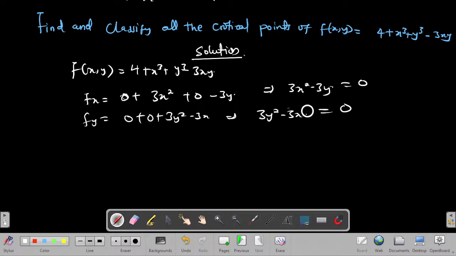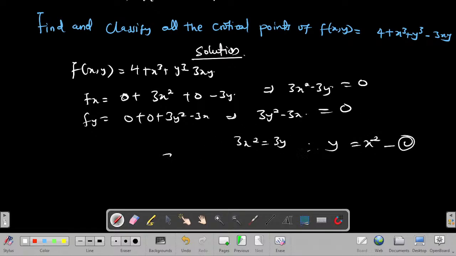These are two nonlinear equations for us to solve. From the first equation, 3x squared is equal to 3y. Therefore, we can say y, 3 will cancel 3, so y is equal to x squared. And put this into the equation. When I put this into this equation, wherever I see y, I'll put what?